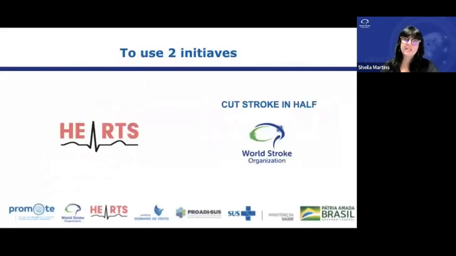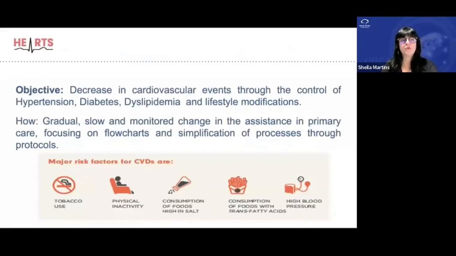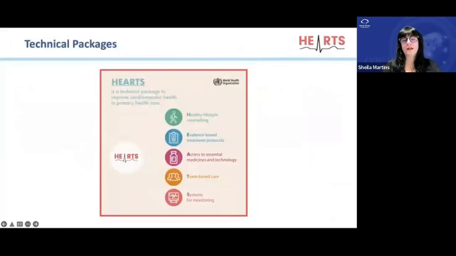So the suggestion is to use two initiatives, integrating a World Health Organization and Pan-American Health Organization initiative called the HEARTS program, and Cut Stroke in Half, which is a World Stroke Organization initiative. HEARTS has the goal to decrease cardiovascular events through the control of hypertension, diabetes, dyslipidemia, and lifestyle modification, with gradual, slow, and monitored change in primary care assistance, focusing on flow charts and simplification of processes through protocols.